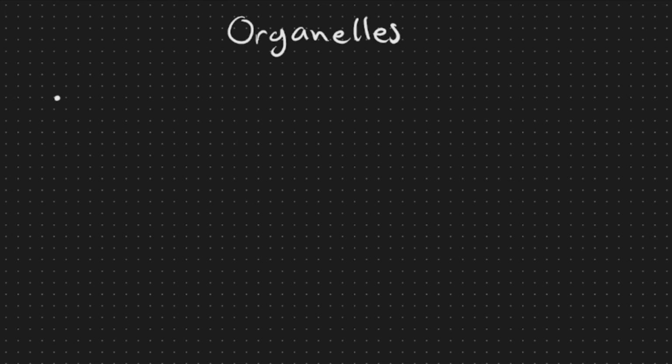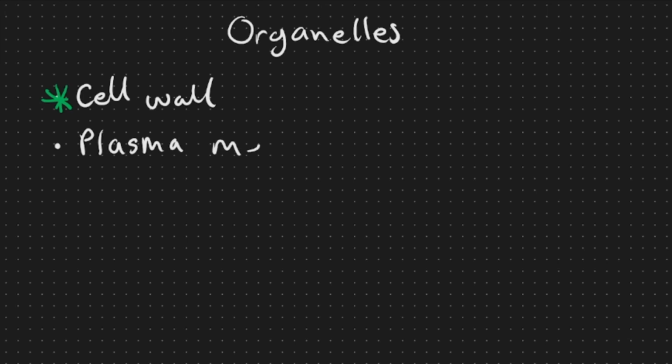So going over and explaining it, first there's the cell wall. The cell wall is only found in plant cells, which is why I'm adding a little green star here so you don't forget. It provides structural support to the cell and helps maintain the shape of the plant cell. Next up, we have the plasma membrane, which is in both animal and plant cells, and it controls what enters and exits the cell.